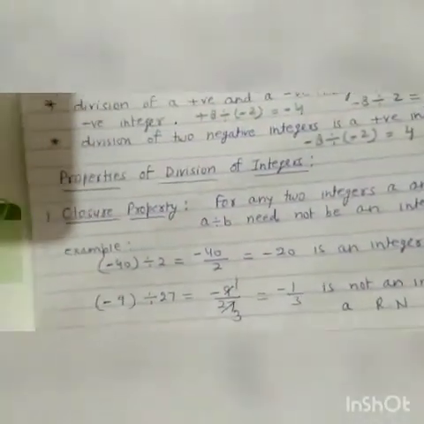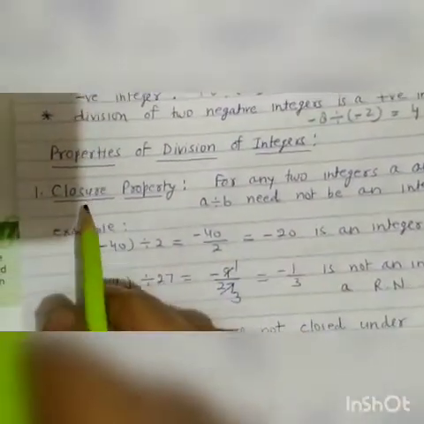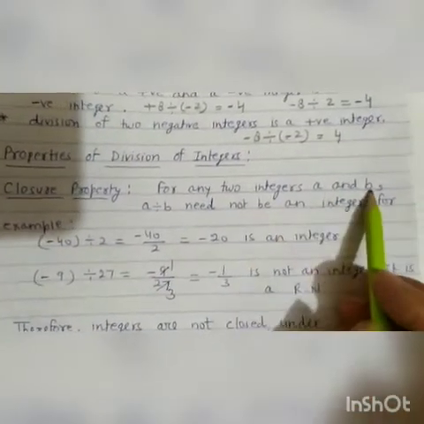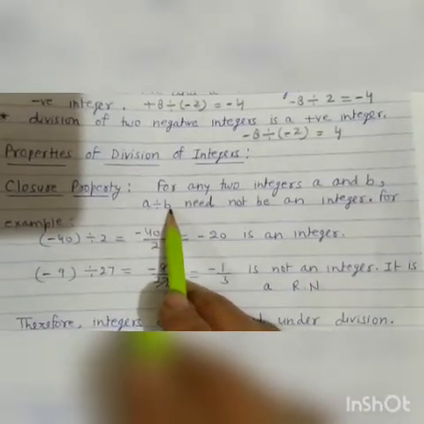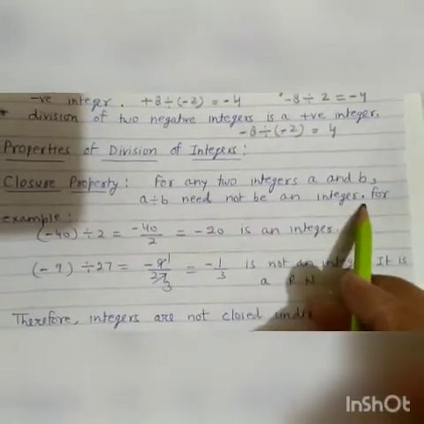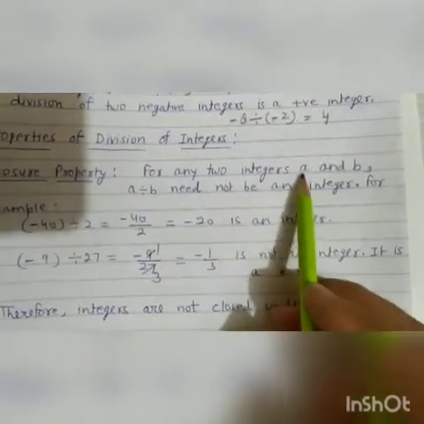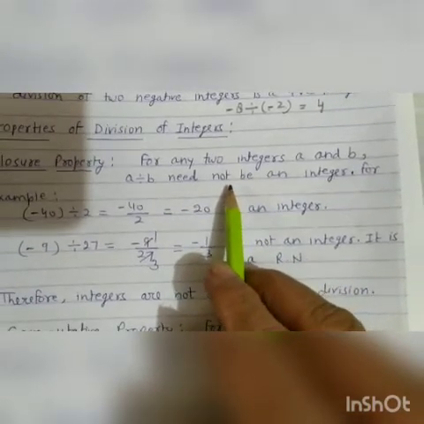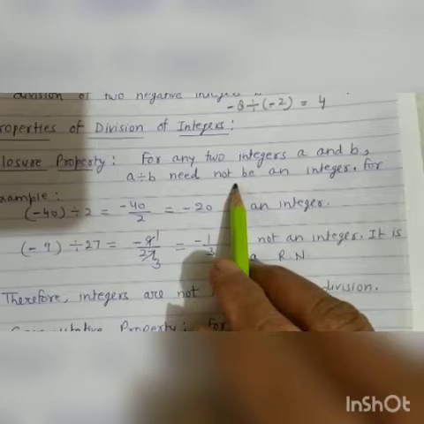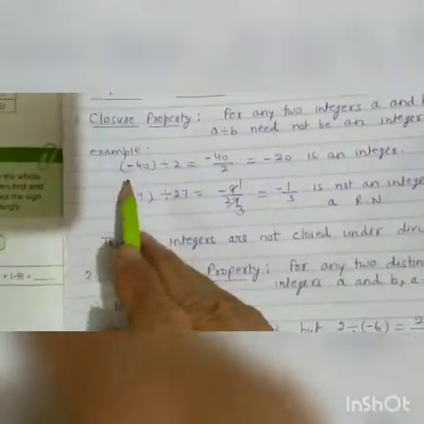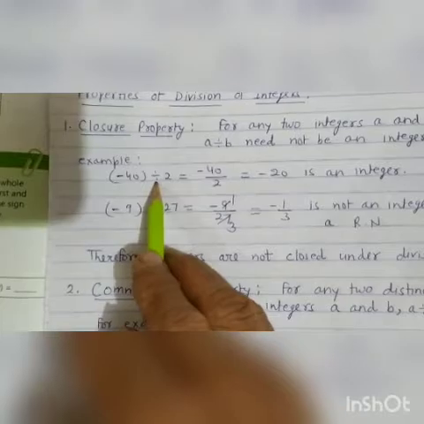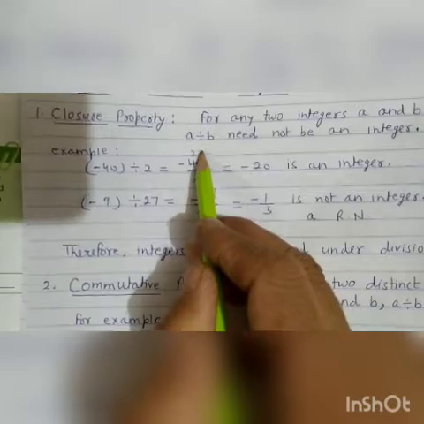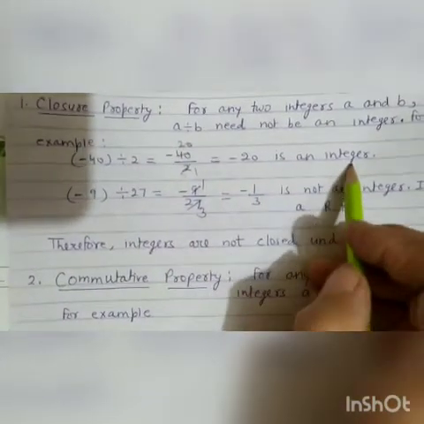Now come to properties of division of integers. First is closure property. For any two integers a and b, a divided by b need not be an integer. Means when we divide an integer by another integer, then it is not compulsory that their answer, their quotient, will also be an integer. For example, when we divide this minus 40 by 2, it will be written as minus 40 upon 2. 2 1 ja 2, 2 2 ja 4, 0. It is minus 20, which is an integer.